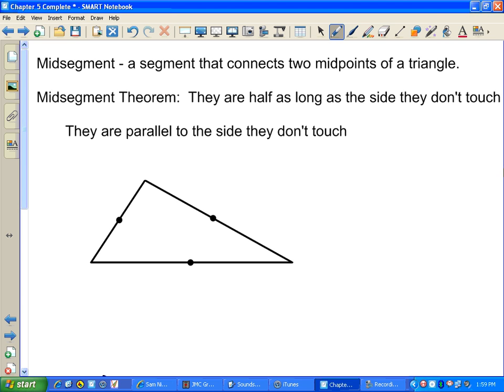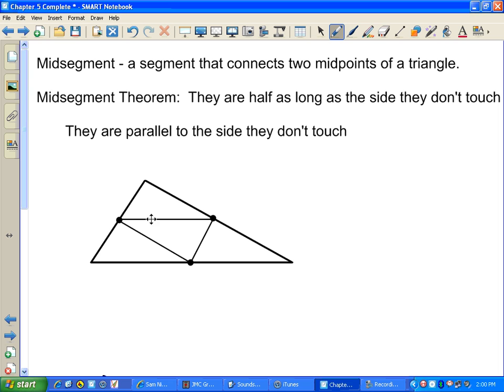So I've got a triangle here that has all three midpoints marked. So if I construct the midsegments here, okay, I guess I'm a little off on my midpoint, should be down a little bit. Okay, so there's one midsegment. This would be another one. And this would be another one.